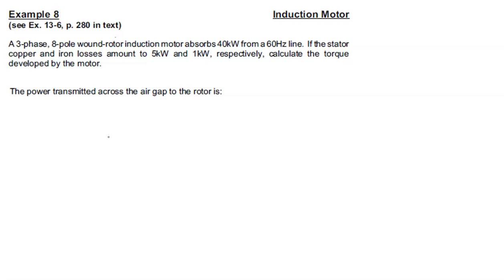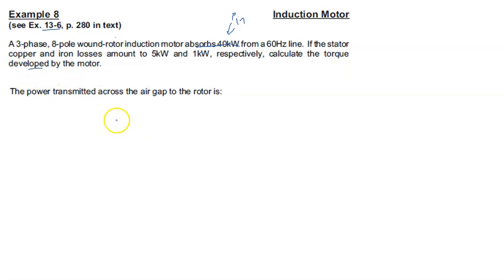Okay, so for this one we have a three-phase, 8-pole, wound-rotor induction motor that absorbs 40 kilowatts from a 60 hertz line. When it's described like that, it's talking about from the line, so again, this is a power in. This question is something I've taken from the textbook, which very often gives you a measured power in and the frequency as 60 hertz. If the stator copper and iron losses amount to 5 kilowatts and 1 kilowatt respectively, calculate the torque developed by the motor.